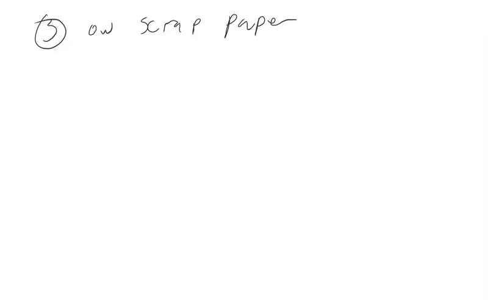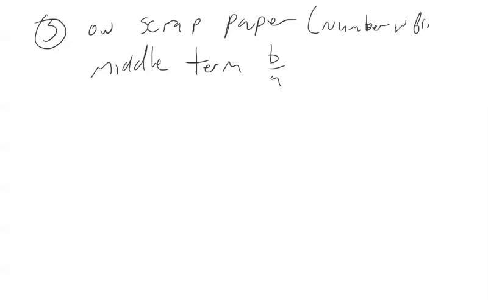So you take your middle term, which currently is the b over a. You pull that out, not with the x. So you just take out the number in front of x. All we care about for this step is the number in front of x.